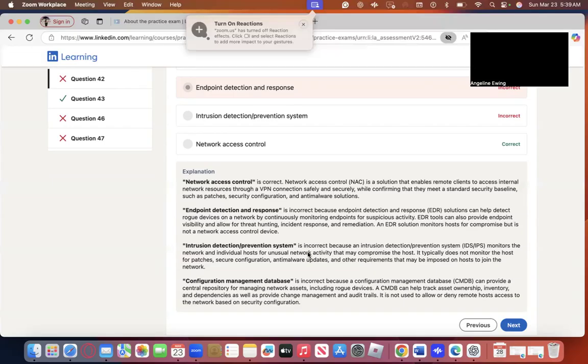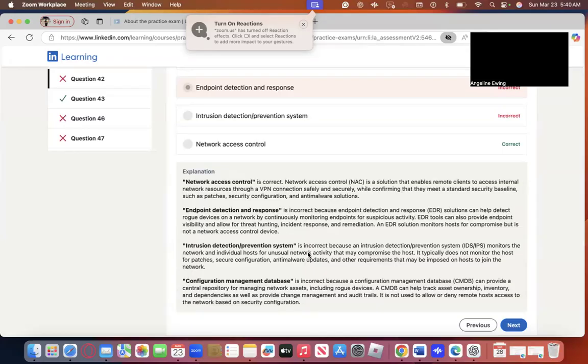Intrusion detection/prevention system is also incorrect because an intrusion detection/prevention system, IDS/IPS, monitors the network and individual hosts for unusual network activities that may compromise the host. It typically does not monitor the host for patches, secure configuration, anti-malware updates, and other requirements that may be imposed on hosts to join the network.